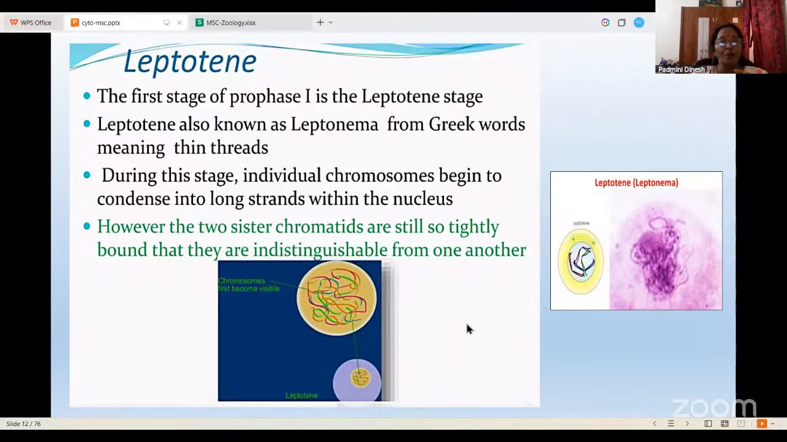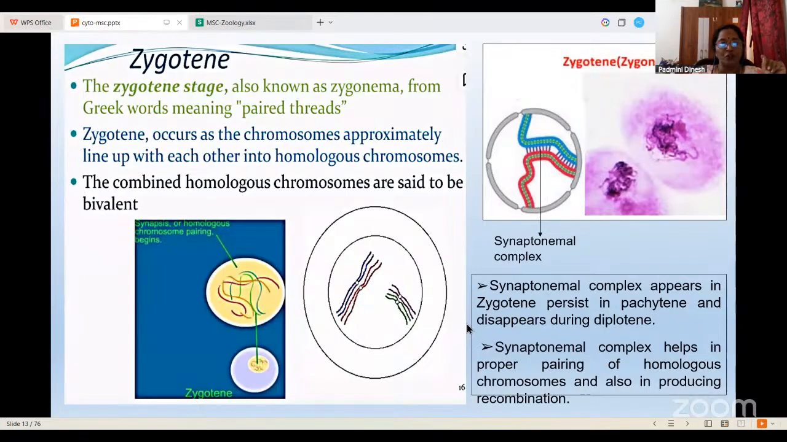Okay. Now coming to the zygotene stage. What is the zygotene stage? Zygotene is also known as zygonema, called paired threads. Zygo is paired threads. Now, what is happening over here? Pairing of the chromosomes occurs, and this is known as the zygotene stage. Pairing of the chromosomes, or synapsis, occurs over here. What is synapsis? Pairing of the chromosomes.